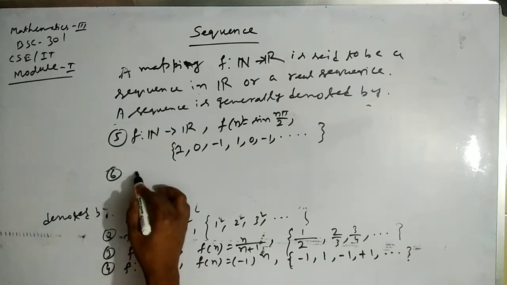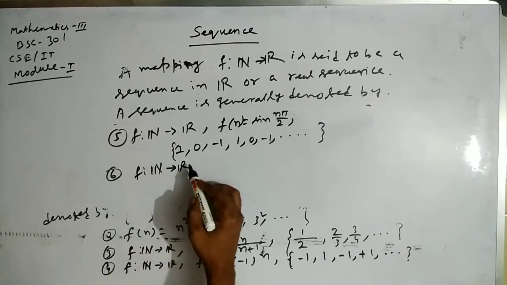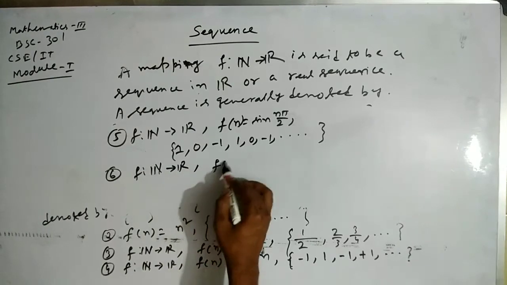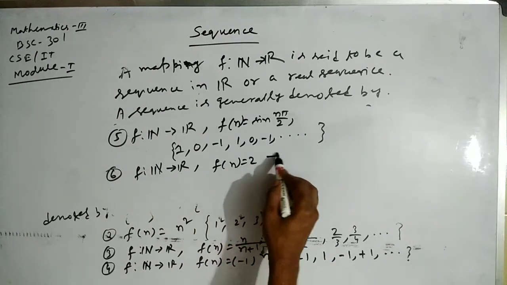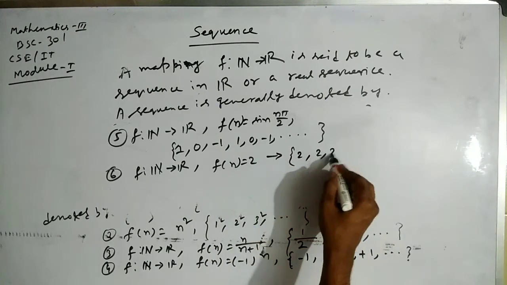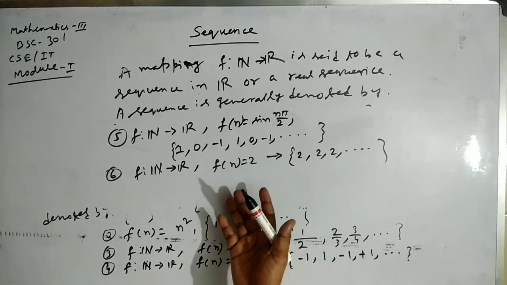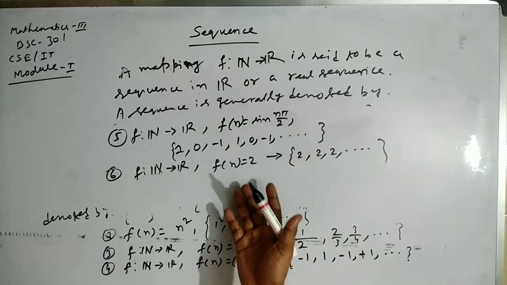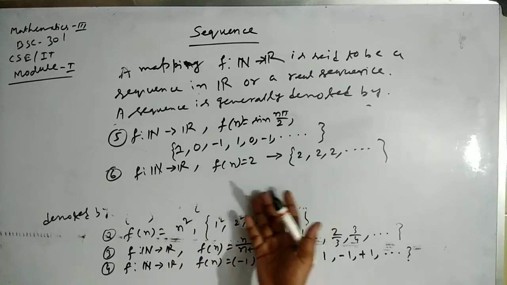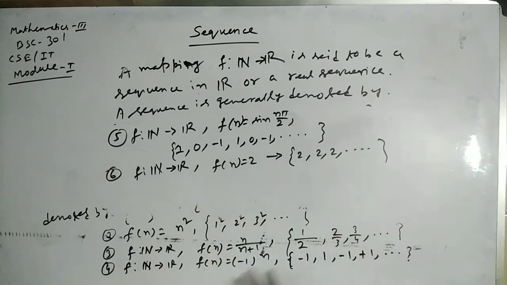Okay, next example. If f from natural number to real number is defined as fn equal to 2, this sequence will be denoted by 2, 2, 2, 2, dot dot dot. This sequence is called a constant sequence because for all natural numbers, the images, the elements of the sequence, will be 2. So this type of sequence is called a constant sequence.